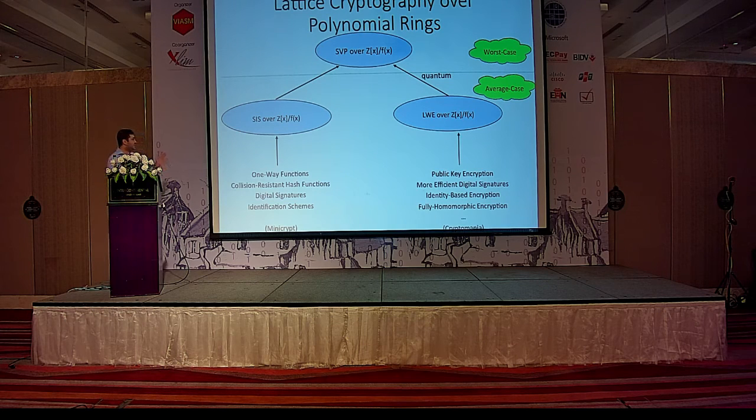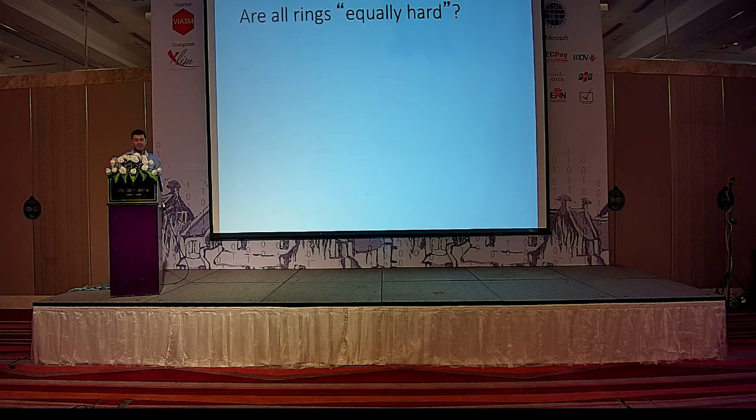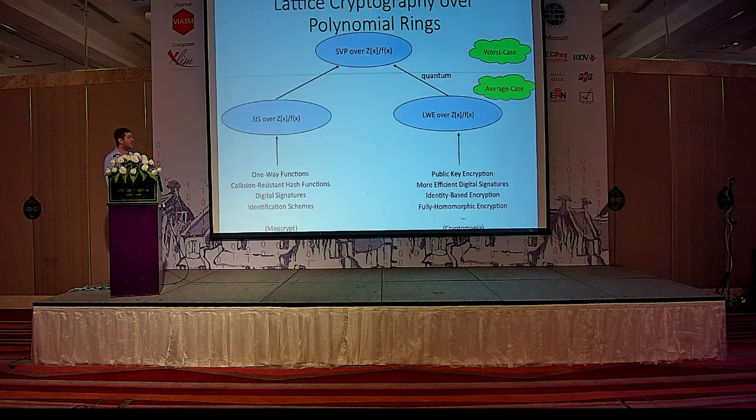So if you can solve CIS, then you can solve SVP over Z[x] mod f(x). If you can solve LWE, there's a quantum reduction to SVP over Z[x] mod f(x). So again, the important thing is that this f(x) is the same in the average case problem and the worst case problem. This leads us to the natural question: are all rings equally hard? Does it matter which f(x) you put in? So there is a reduction, but does the f(x) matter?